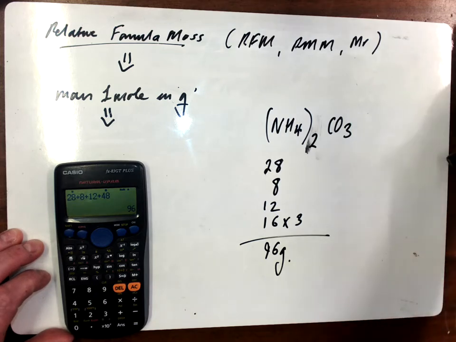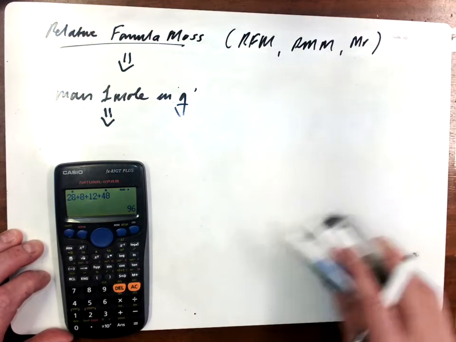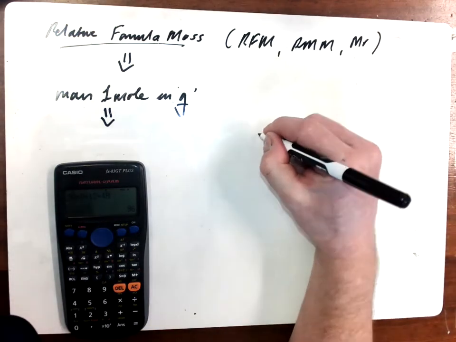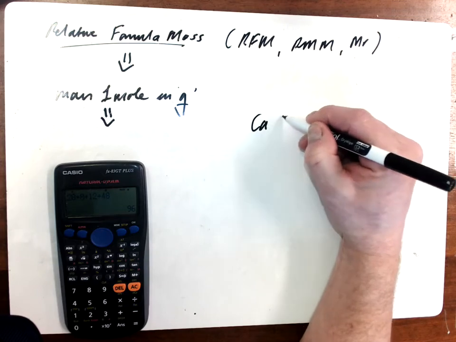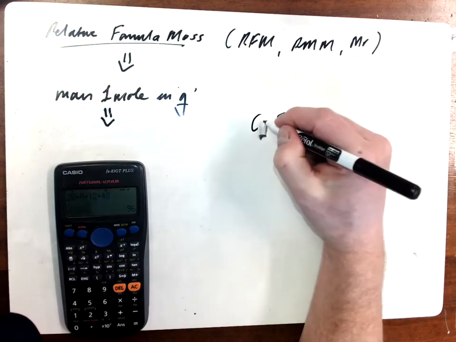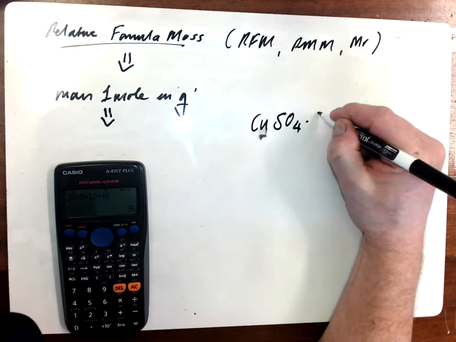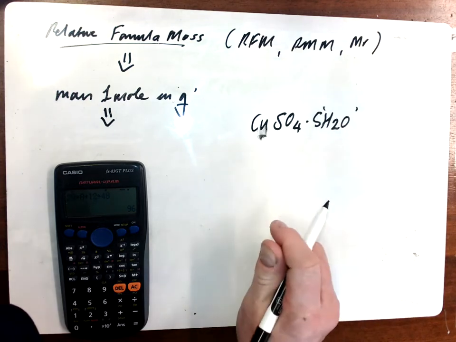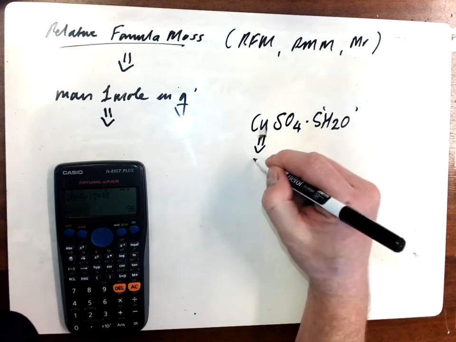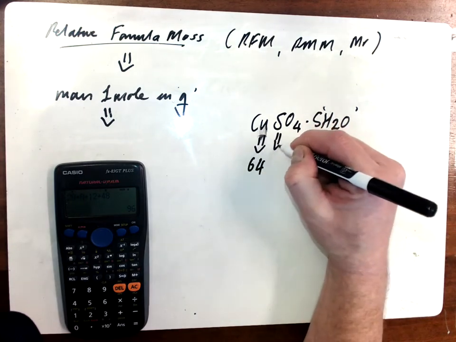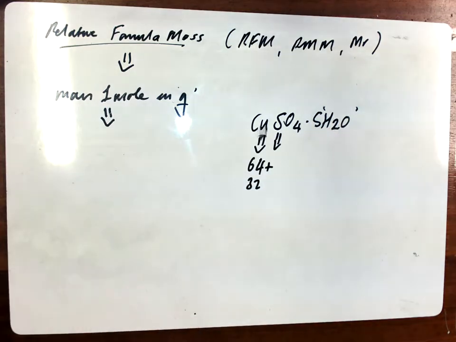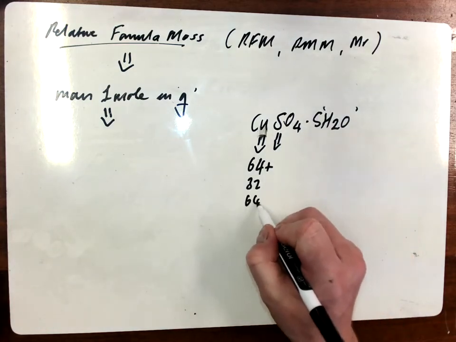Okay, so we'll do one more of that, and hopefully you'll have grasped the concept by then. Let's take one with water of crystallization. So let's take CuSO4.5H2O. The dot tells me I have 5 of everything that comes after it. So our copper, if we go to the periodic table, is 64. Sulfur is 32. We have 4 oxygens to deal with, which is 4 times 16, which is 64.